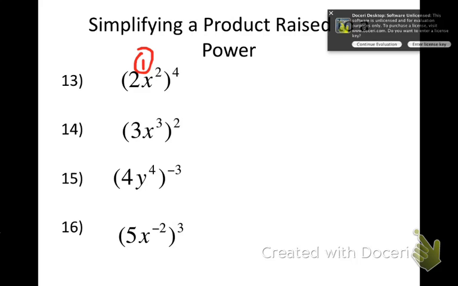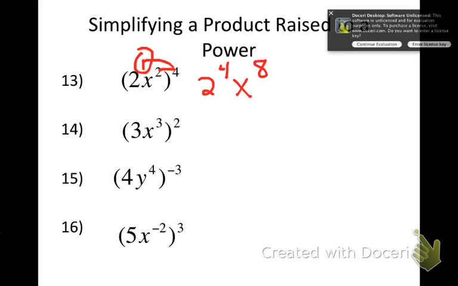So when I raise my product raised to a power, I need to remember we said it's just like distributing. I'm taking the 4 times my exponent, not times the number. I want to times it by the exponent. So when I do that here, I get 2 to the 4th x to the 8th. I get 2 to the 4th because I get 4 times 1, 2 to the 4th. 4 times 2, x to the 8th.